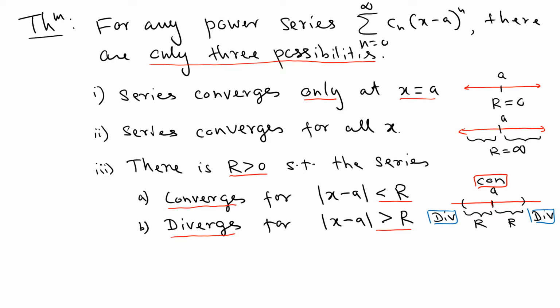Now, the problem is what's going to happen at the corners. There are two endpoints, one corner here and one endpoint here. So we need to check those two separately. At the endpoints, what are the endpoints? x equals a plus or minus r. When you have plus r, you get one endpoint, minus r, you get another endpoint.